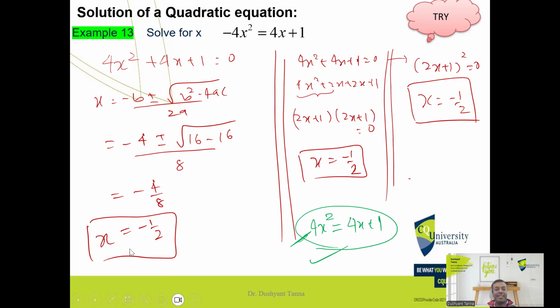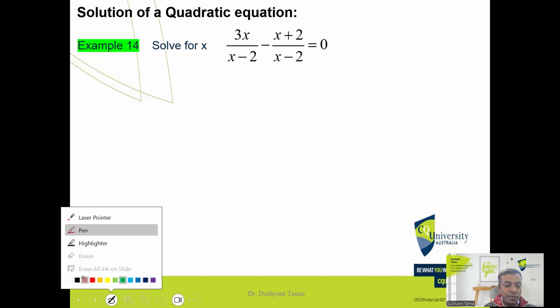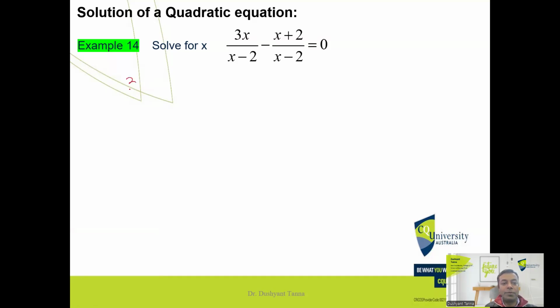Okay, perfect. Let's keep going. What is next? Right, give this a go. Okay, so your denominator is common, which is great. So what do we do? 3x minus x plus 2 over x minus 2 is 0. Since x minus 2 is already in the denominator, we don't simplify it further.